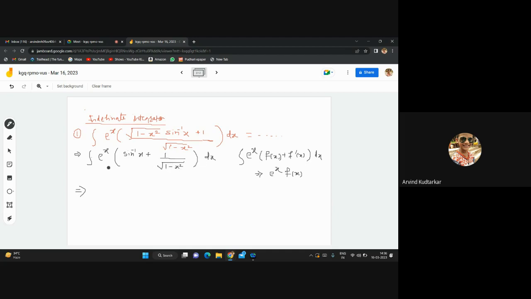So it means that the integration of e raised to x into f of x plus f dash of x is e raised to x into function of x. Here the function of x is sine inverse of x, so what will the solution be? E raised to x into sine inverse of x plus c. This is the correct option for this integral. So initially you may think the functions are lengthy, but they are simple functions, simplified just by knowing the results of integration. The correct solution is e raised to x into sine inverse of x.